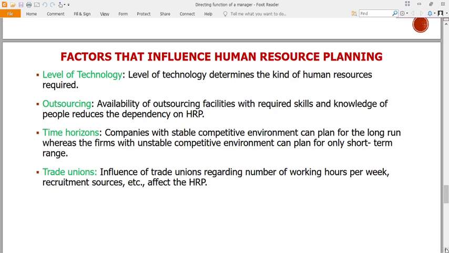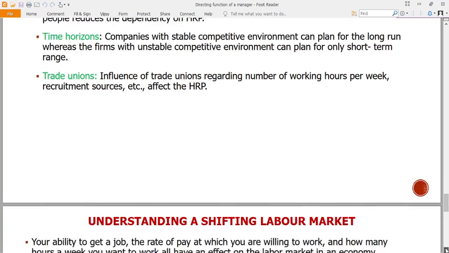Then time horizons. Some companies have a stable competitive environment, and therefore they can make long-term plans, while others can only plan for a short term range, so that influences your planning. Then we have the influence of trade unions. So these are always here to empower workers. So sometimes as an HR manager, you might have less control because of the influence of these trade unions.